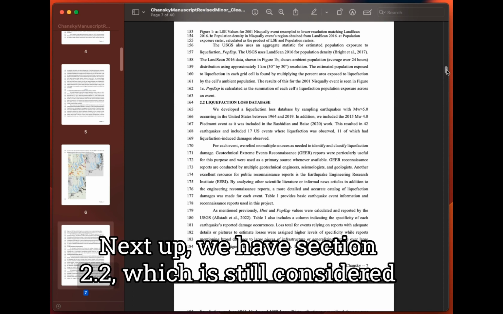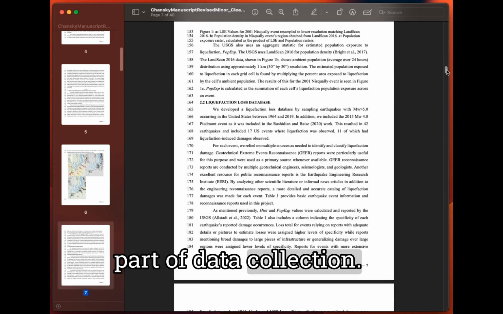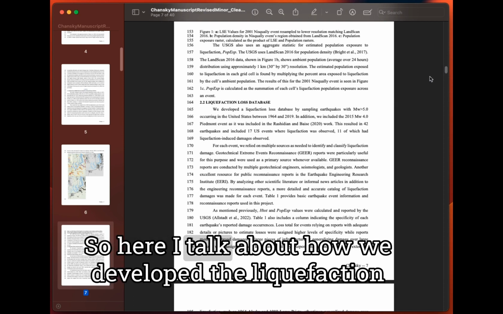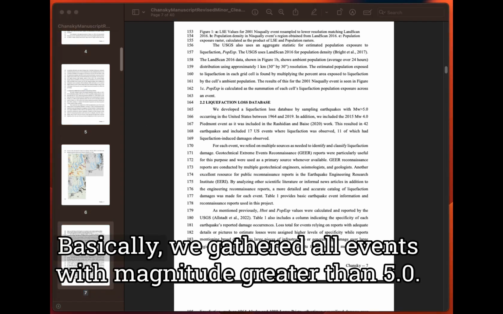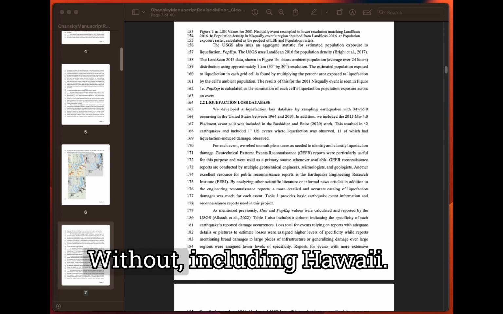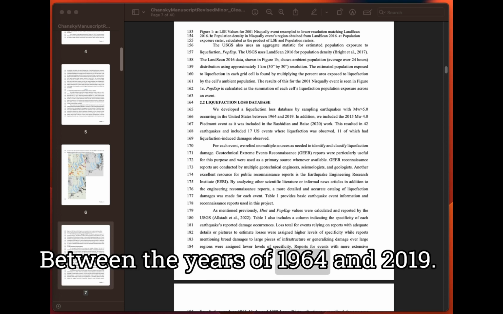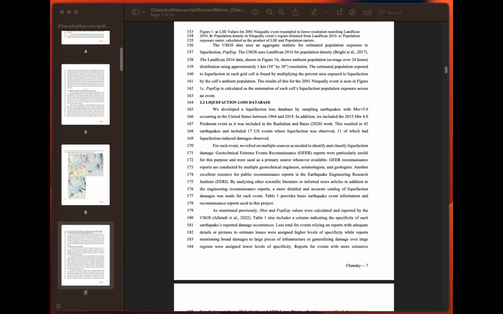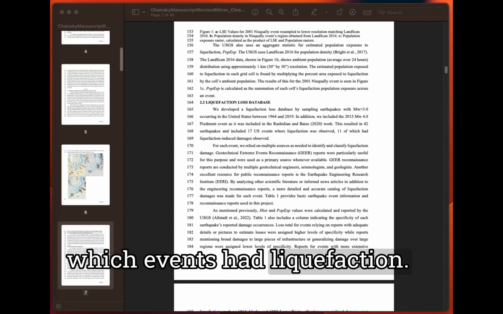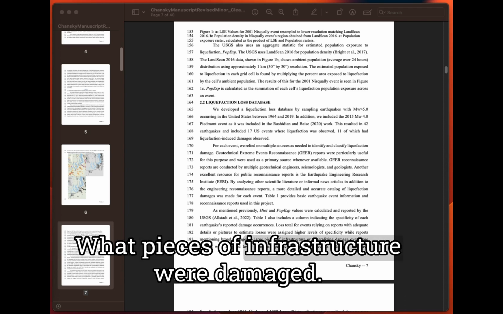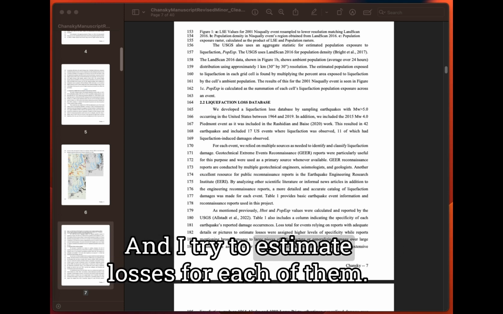Next up, we have section 2.2, which is still considered part of data collection. Here I talk about how we developed the liquefaction loss database itself. Basically, we gathered all events with magnitude greater than 5.0 in the US, without including Hawaii, between the years of 1964 and 2019. Looking at all those events, I went through a bunch of reports for each of them to figure out which events had liquefaction, what pieces of infrastructure were damaged, and I tried to estimate losses for each of them.